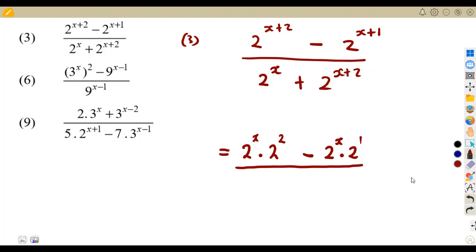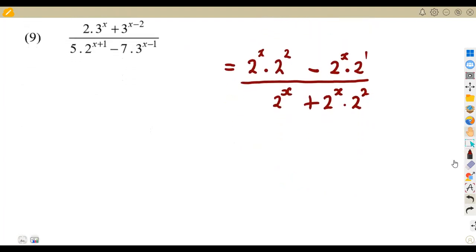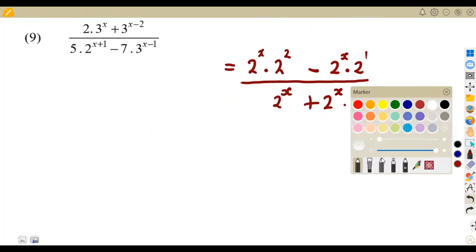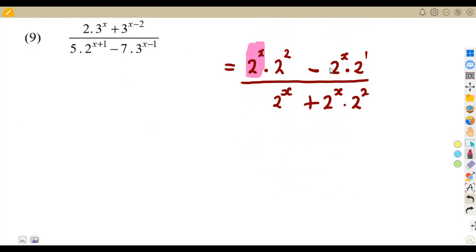Also, in the denominator we have the same condition. This one is a single term, so I just write it as it is, 2 to the exponent of x, plus. Then we separate this, since we are adding here: 2 to the exponent of x multiplied by 2 to the exponent of 2, the one that is remaining. So we have separated each and every part so that we can properly see the 2 to the exponent of x, which is common here on top. So you can factor out.